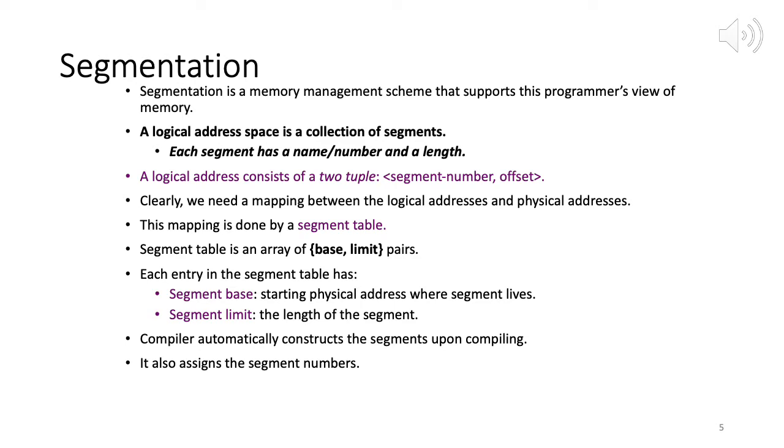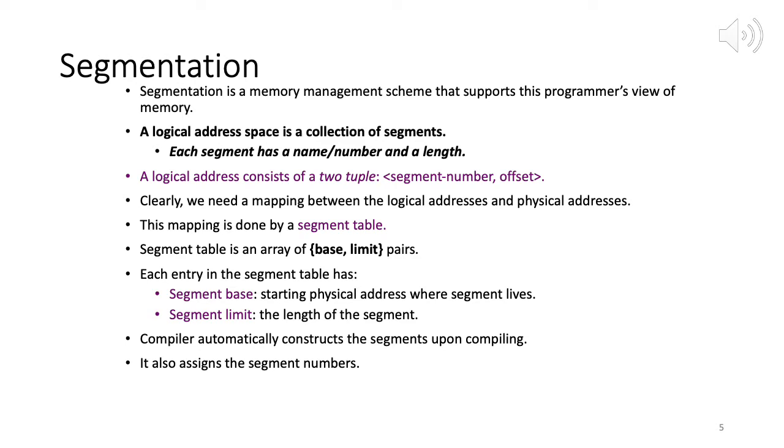So here in segmentation, each logical address consists of a tuple of two elements: segment number, comma, offset. We'll soon see using an example. We also know that clearly we need a mapping between the logical and physical addresses. This mapping here is done using a segment table. Just like we had a page table in the previous case, here we have a segment table.